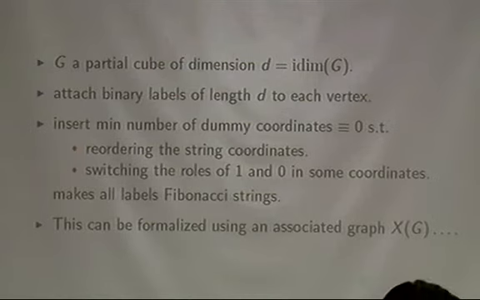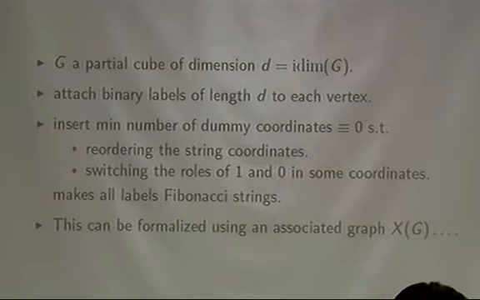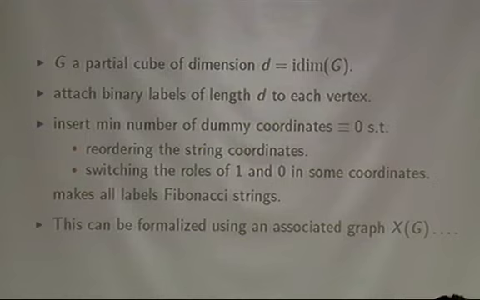Okay. Now, what does it mean, the Fibonacci dimension? So what we were saying that you can do for free, well, we had these symmetries of the hypercube. What you can do is reorder the string coordinates and switch the roles of 1 and 0. Now basically what you are going to do is insert the minimum number of dummy coordinates that will always be equal to 0, such that you can reorder, you can switch, and all the labels that arise are Fibonacci strings. Okay? So these are basically the rules of the game.